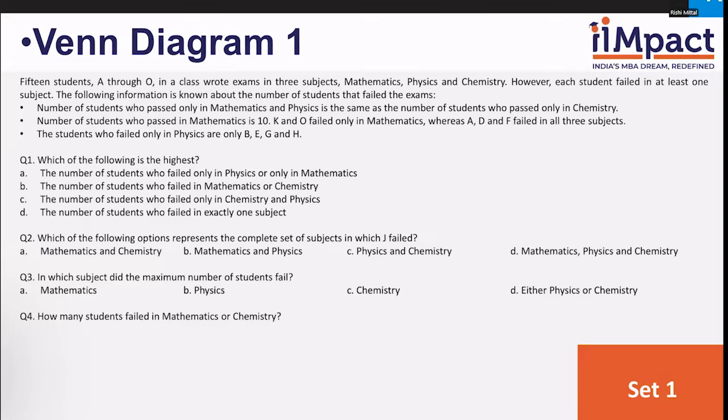Okay, so let's start with set number 1. 15 students, A through O, in a class wrote exams in three subjects: mathematics, physics, and chemistry. However, each student failed in at least one subject. The following information is known about the number of students that failed the exams.